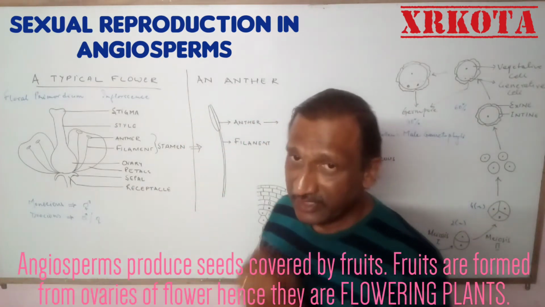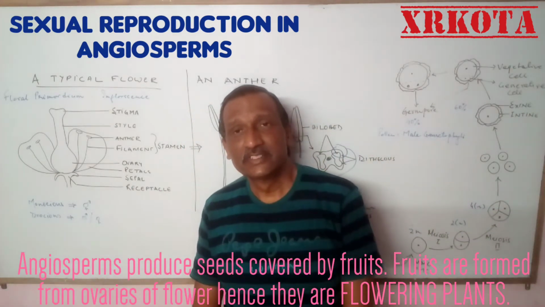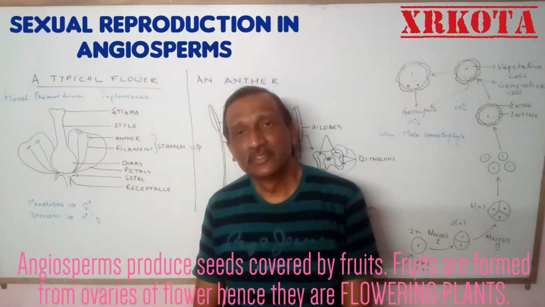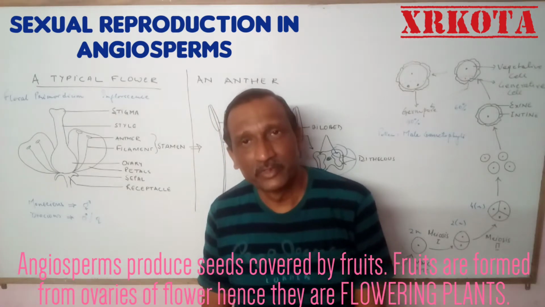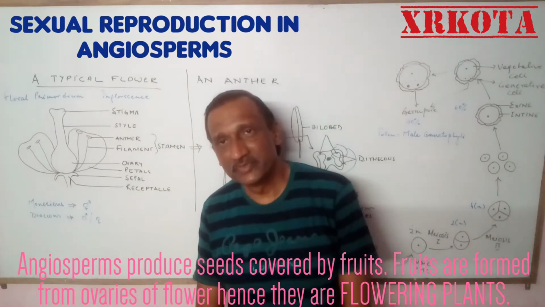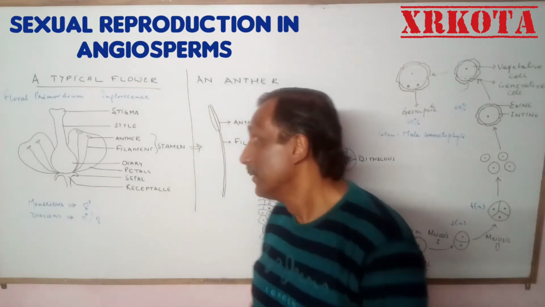Now, angiosperms, as you know, are those plants in which the seeds are found covered by fruits. The fruit is actually formed by the ovary, and ovaries are only found in the flowering plants, and that's why all the angiosperms are always flowering plants.